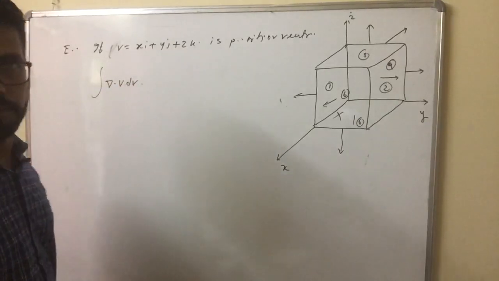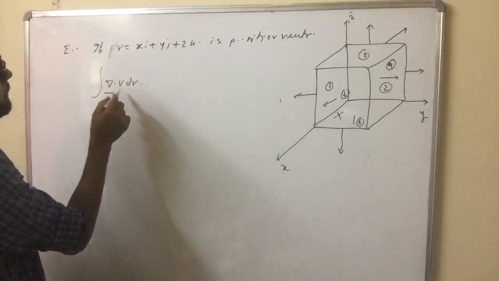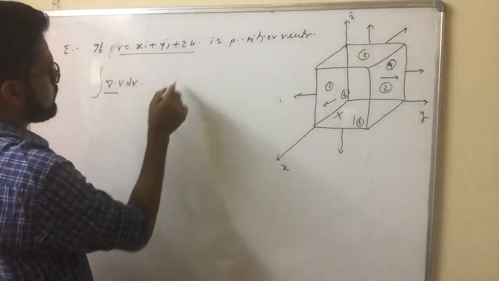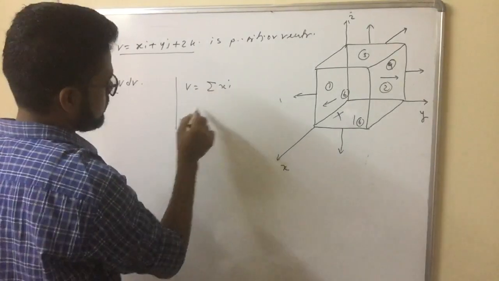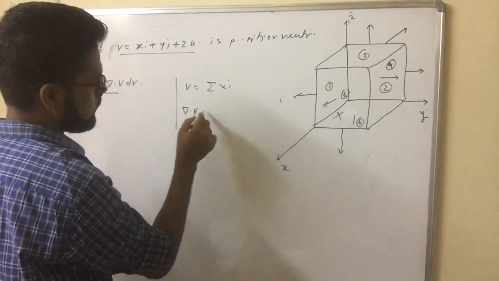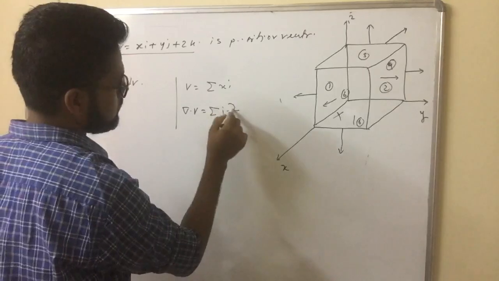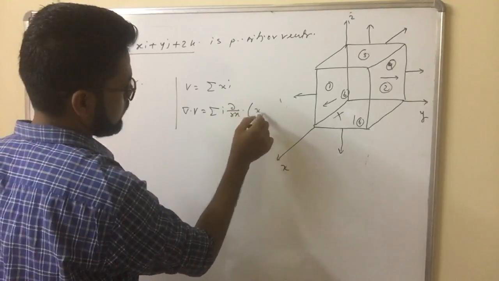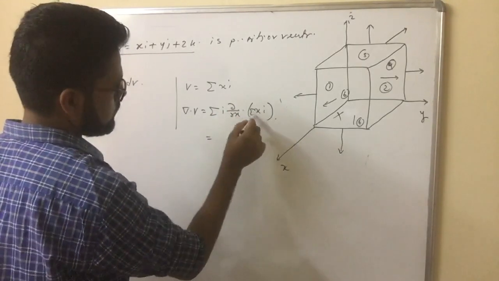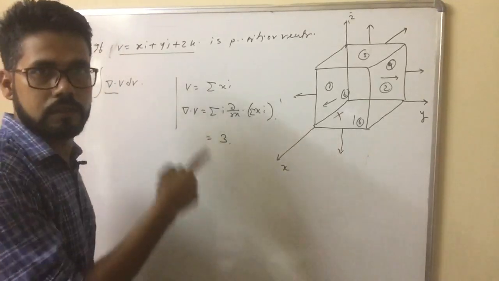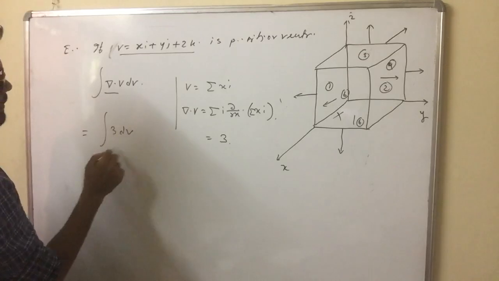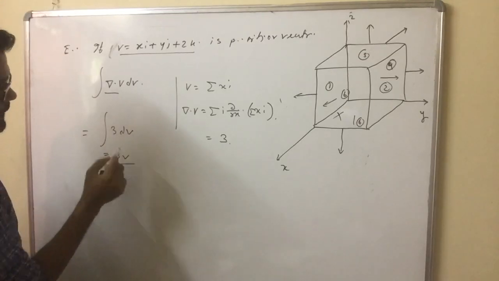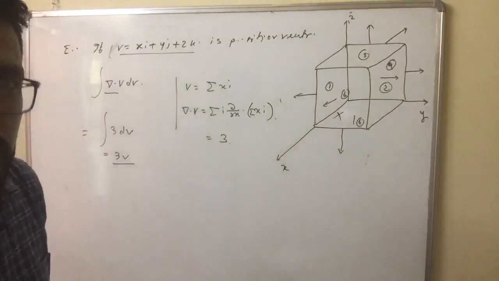Can you calculate? So divergence of v is a scalar quantity, the sum of i d by dx dot x i. If you do the calculation, it will be 3. So this will give the integral of 3 dv, equal to 3v. This is the way you have to calculate. This is a simple question.